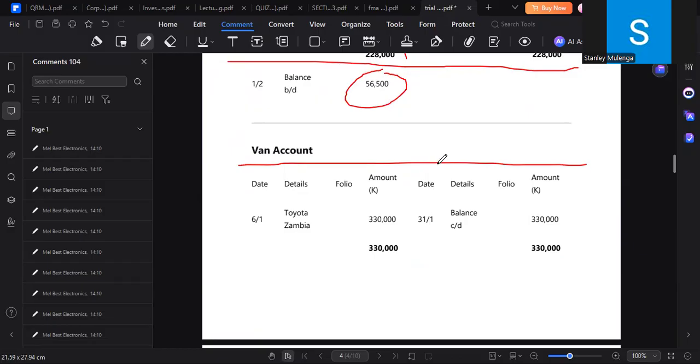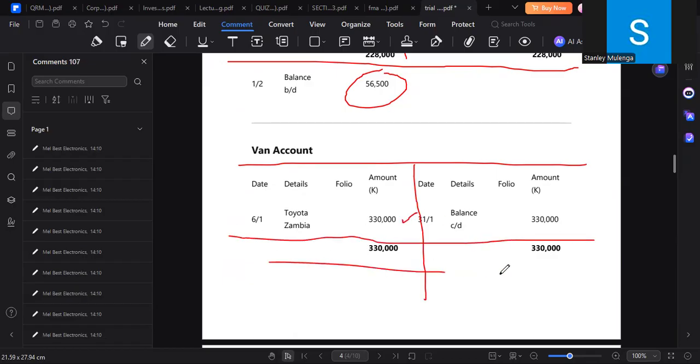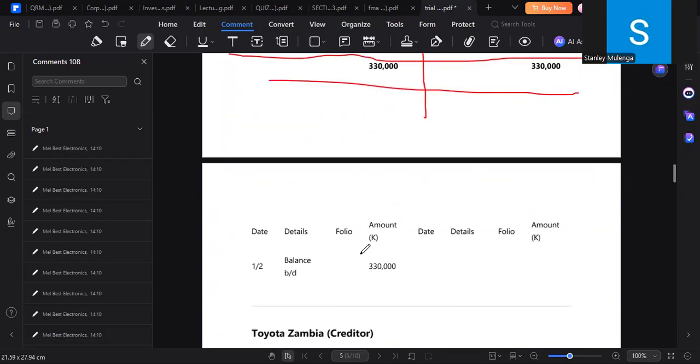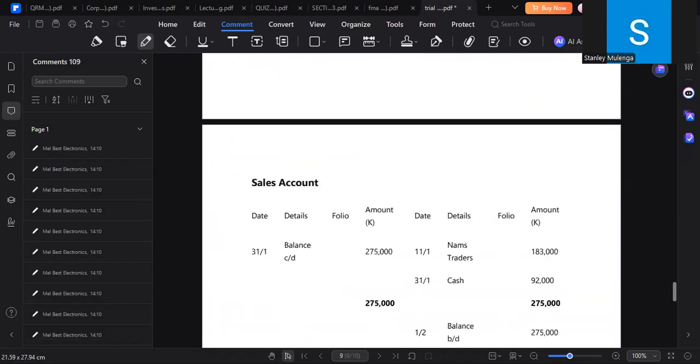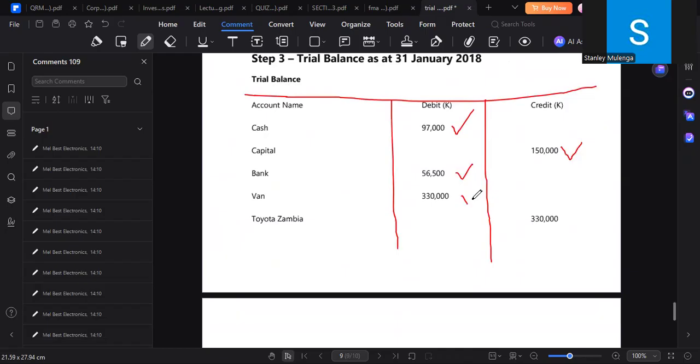So van is an asset we receive, whether it's cash, we are receiving it. So this amount here. So we go here, this side had nothing. We give this side the 330 so that it balances up. So this amount comes on the opposite direction as our van account. So van is an asset, 330. You put it here, you get your mark.